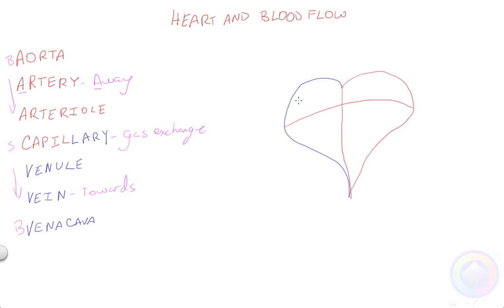And so on the right side we have the right atrium and the right ventricle, while on the left side we have the exact same thing. We have the left atrium and the left ventricle. Alright, well, atriums accept blood into the heart, while ventricles expel blood out of the heart.